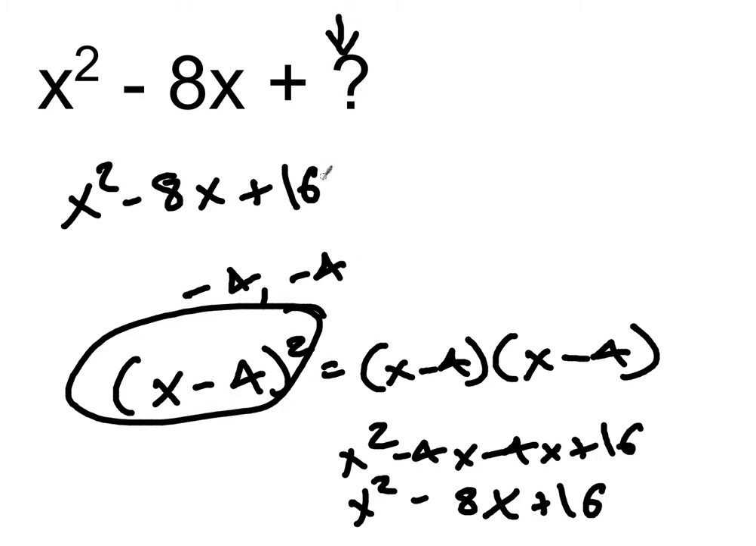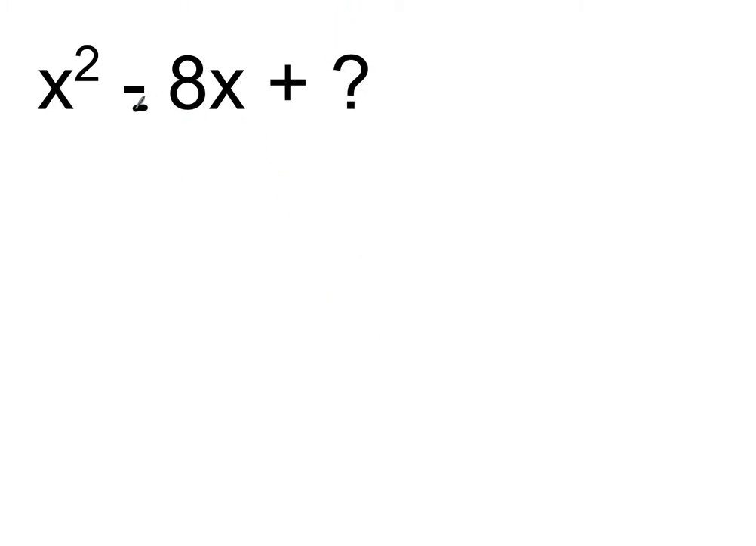This number is 16. The way you find that number is you take this b term and you divide it by 2. So you do b divided by 2, and then you square that, and that's what gives you the number that goes out here.